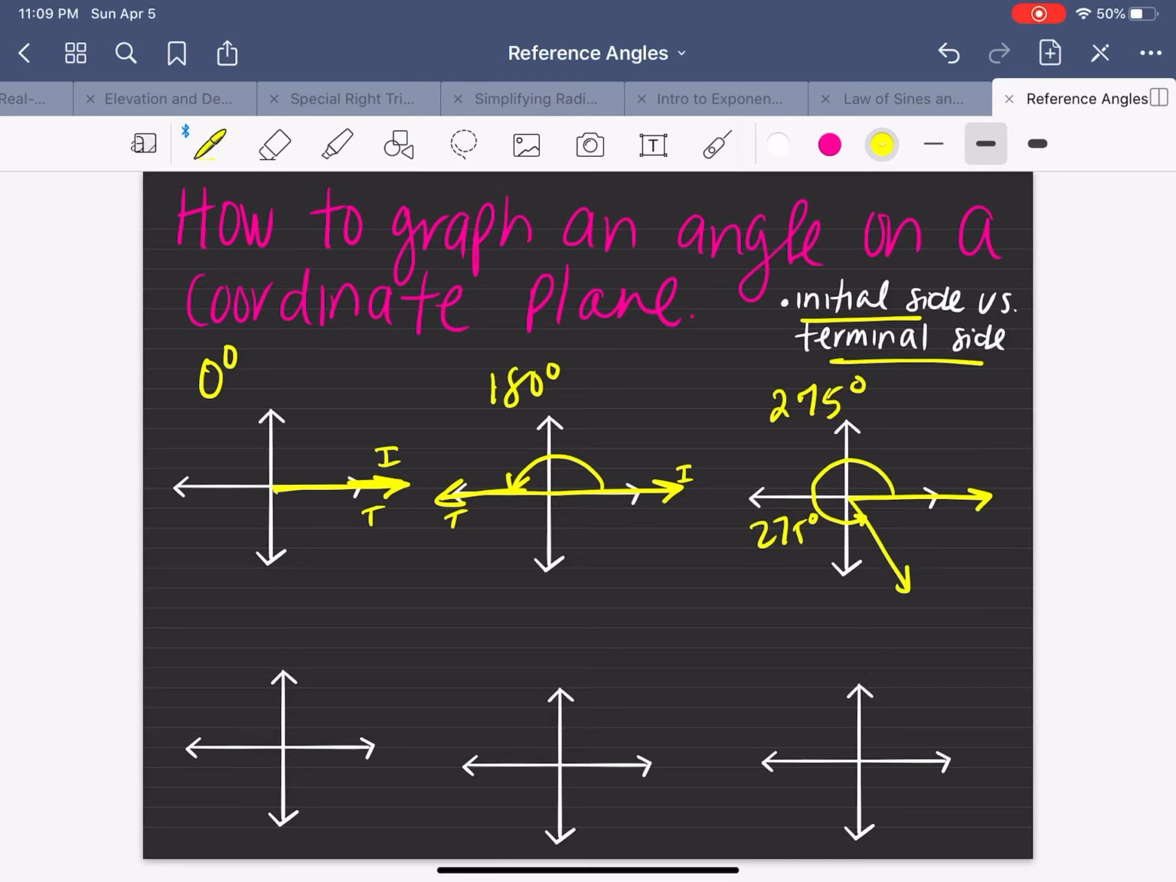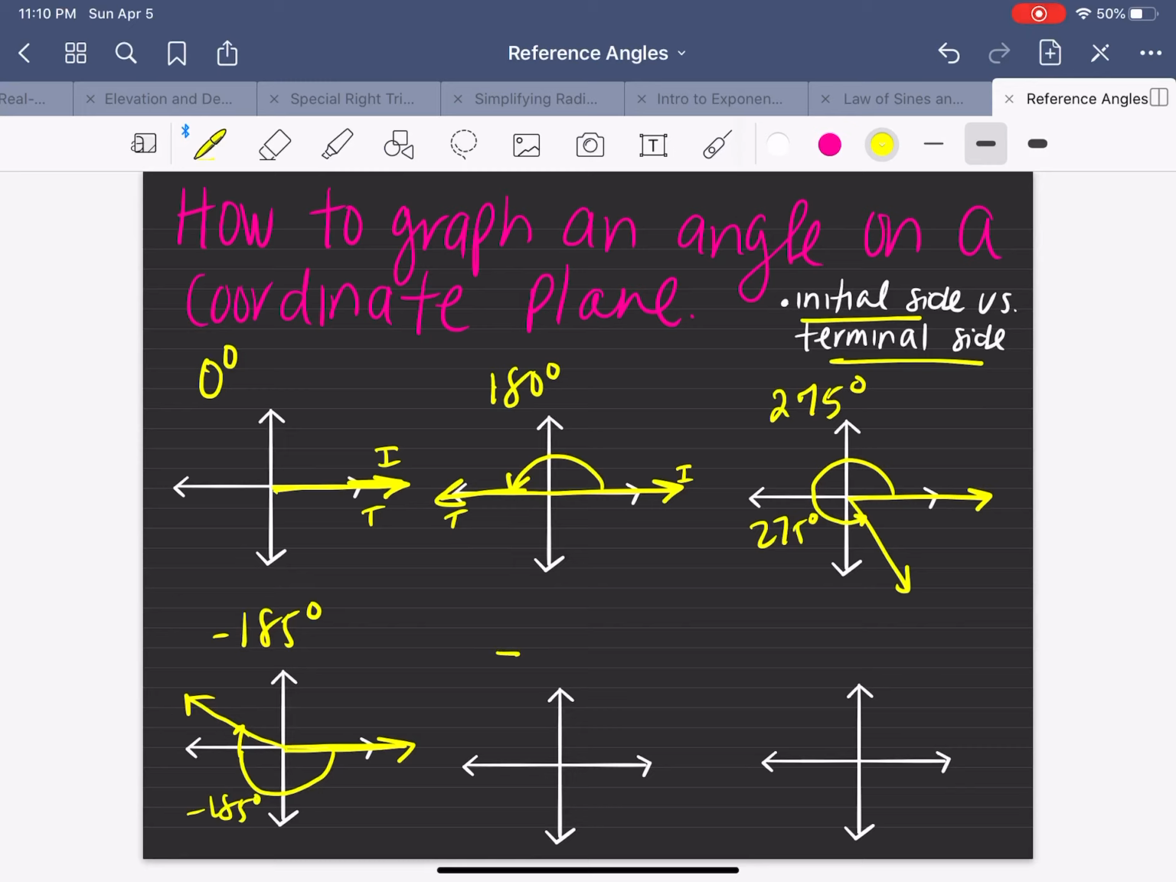Now let's graph negative 185 degrees. Notice that this angle is negative, so we're going to go in the opposite direction, which is clockwise. We start in the exact same spot. So here's our initial side where the angle starts. Since it's negative, let's go clockwise. So now this is negative 90, negative 180. We need 5 more degrees, so somewhere right here. That's negative 185 degrees in the second quadrant.